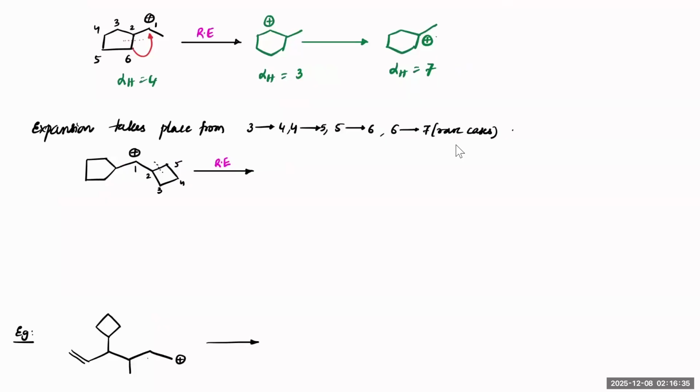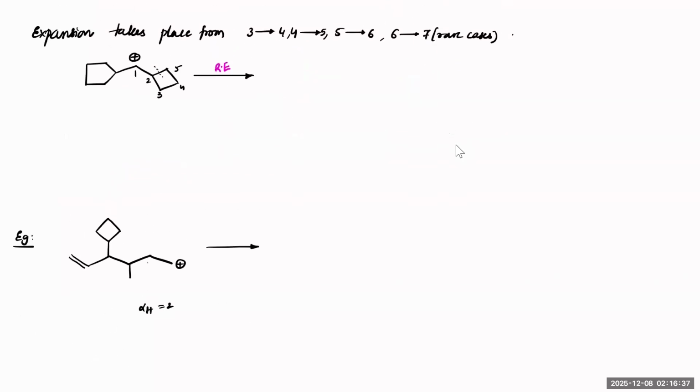Next one, I would suggest you to try it out once. Please check out. First, write the expansion product, and thereafter check out this question. If alpha hydrogens are 2, right, then what will happen?